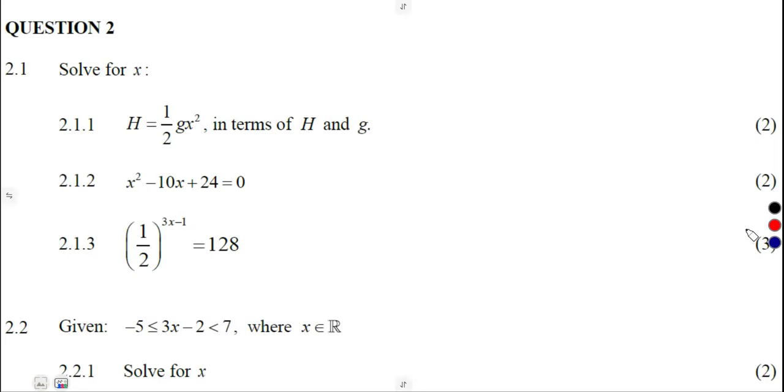We were given on question 2, solve for x on 2.11 when we are given that h is equal to half g x squared. We are supposed to solve for x in terms of h and g. That is, just to solve in terms of those letters. Do not simplify. We do not have a condition where we are going to have an exact value. It will be written in terms of h and g.